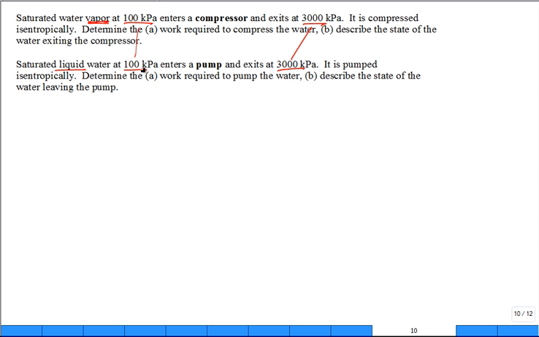But what does the compressor ingest? Saturated vapor. What does the pump ingest? Saturated liquid. All right. It is compressed isentropically, the same sentence for both of them. Determine the work required to pump the water. Compress the liquid or water and describe the state of the water exiting the compressor. So part B is probably easier to answer for both of these first. Describe the state of the water leaving the pump.